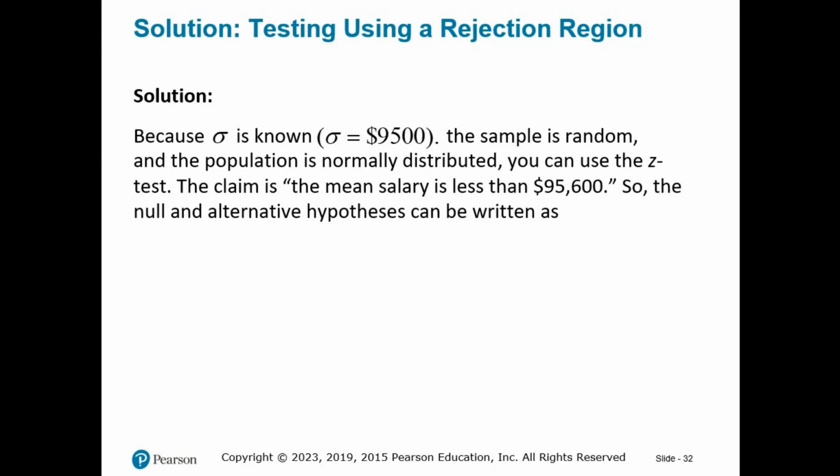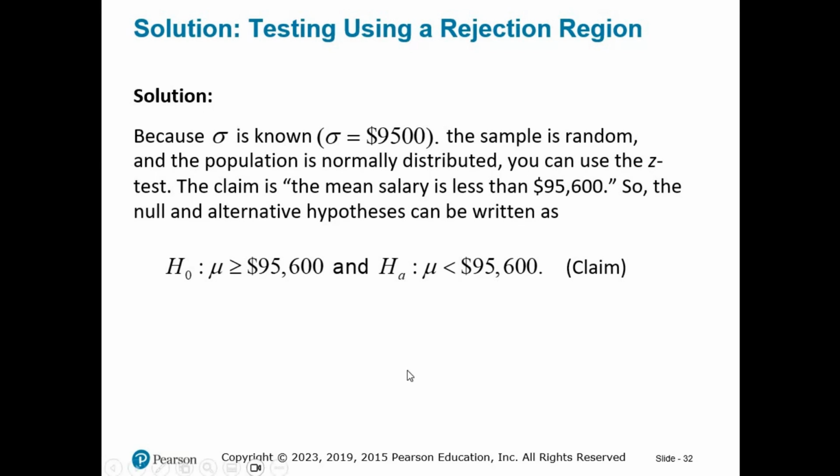So our alternative hypothesis is mu, because we're dealing with mean. Mu is less than 95,600. The null hypothesis needs to be its complement, so that would be what? Pause the video for a moment to figure that one out. So H0 should be greater than or equal to 95,600, and H sub A should be mu is less than 95,600, and that's our claim.